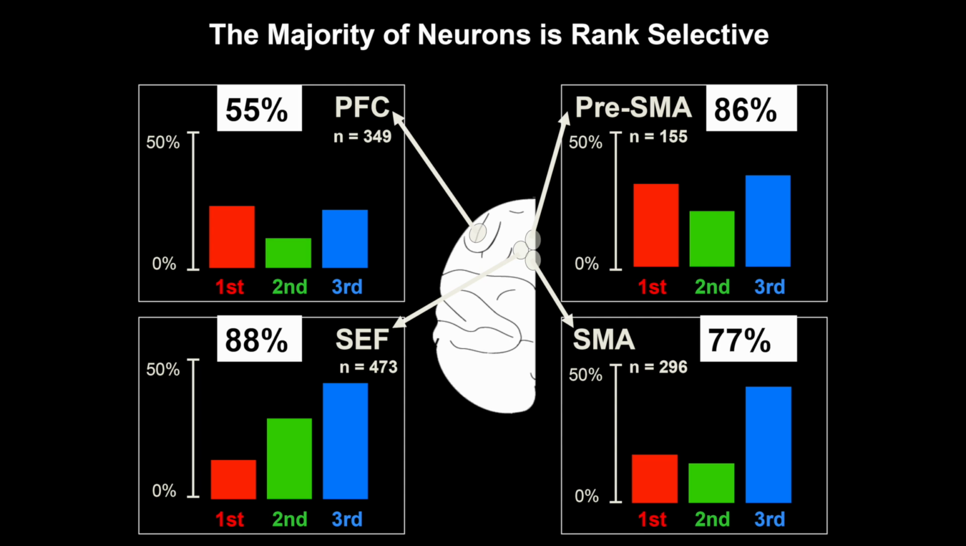That was also true in the other areas we studied. In fact, the rank selectivity was predominant in each of these areas, and a higher number of neurons signaled rank than the neurons which signaled direction, despite the fact that 3 of the areas we were recording from are thought to have motor-related functions, as reflected in the name: supplementary eye field, supplementary motor area, pre-supplementary motor area.